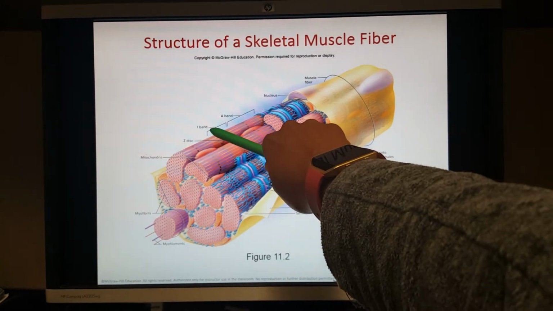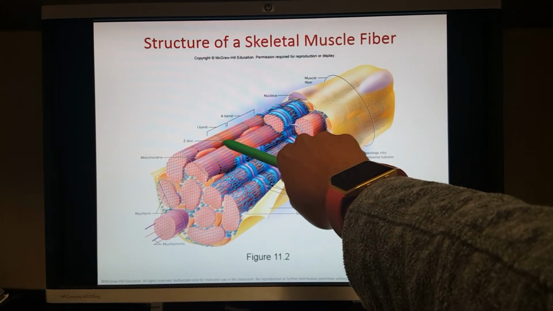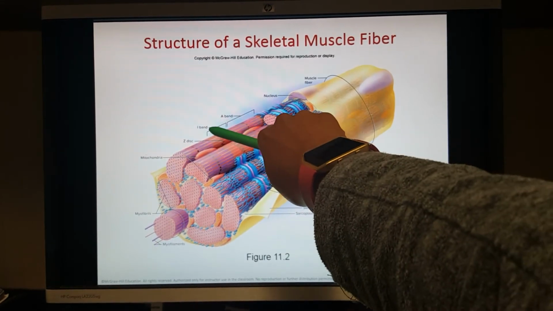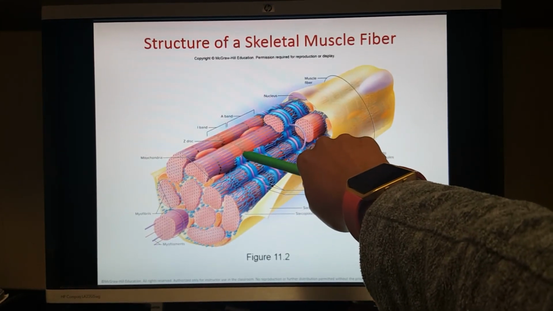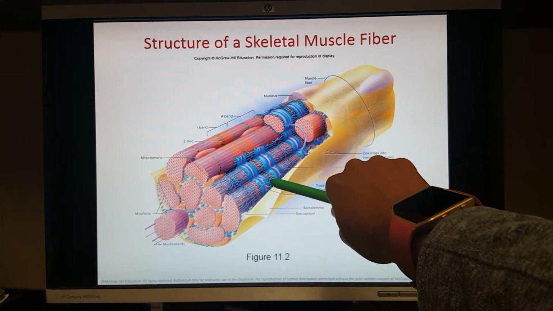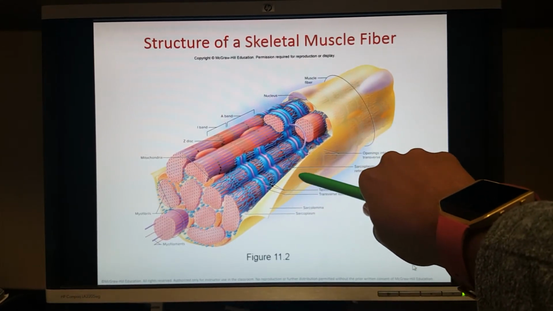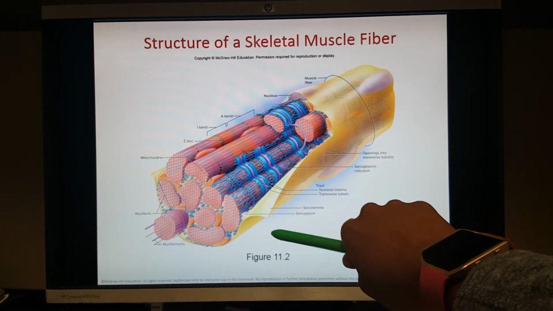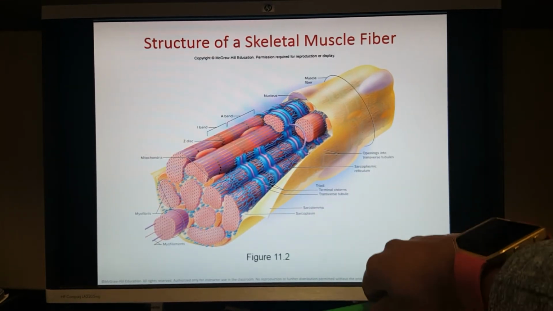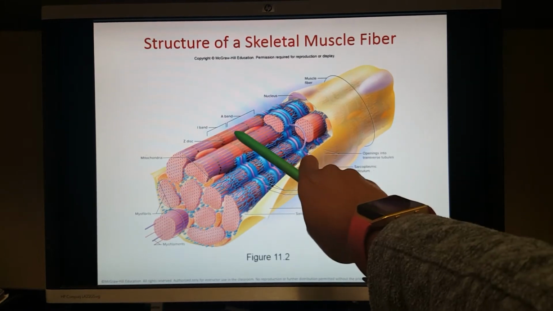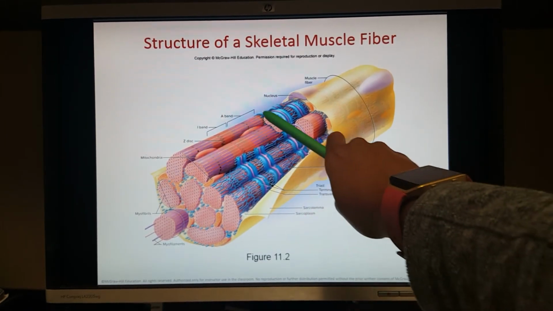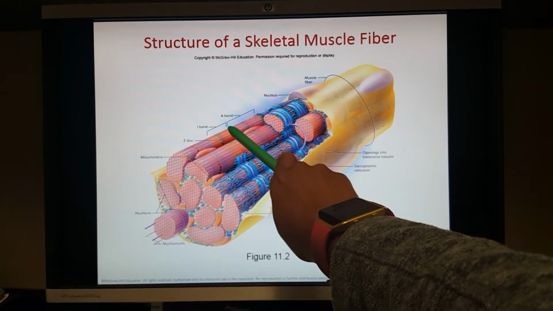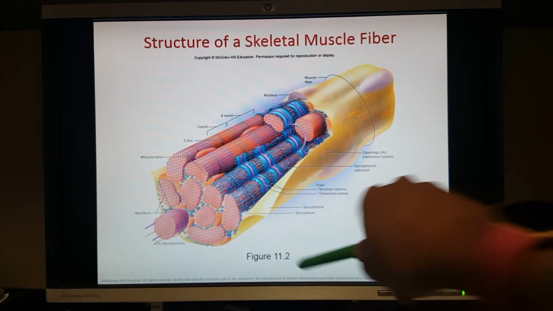Some of your myofilaments are anchored. They're actually all anchored to the Z-disc in some way. This is just a structural element to allow for the anchoring of your myofilaments. And then the overlapping of your myofilaments causing the striations in your skeletal muscle fiber, you end up with your darker looking A-band and your lighter looking I-band.